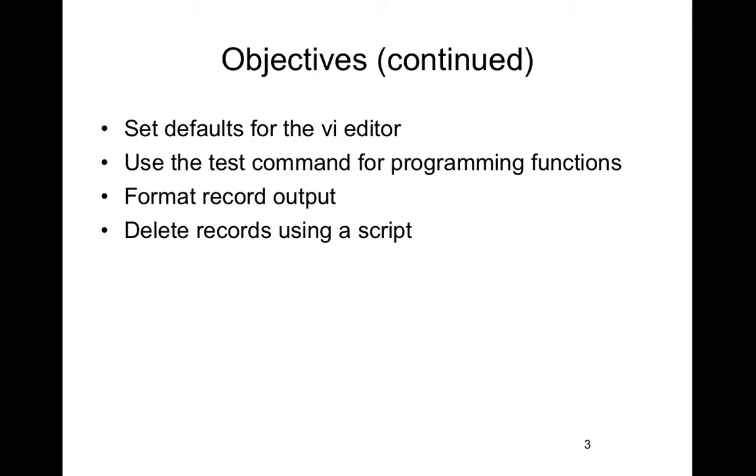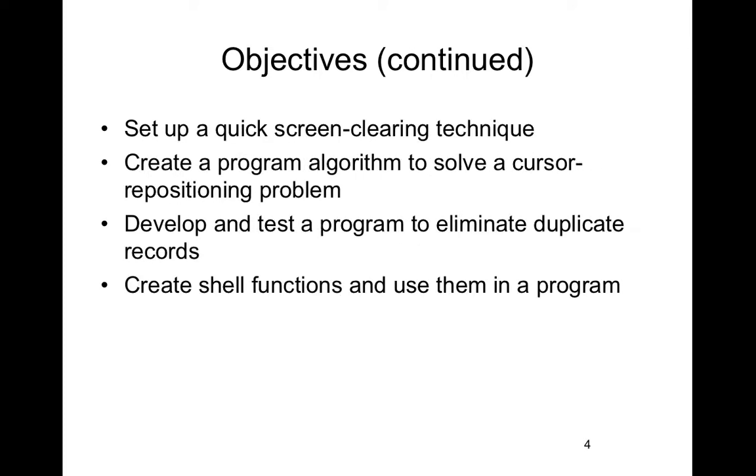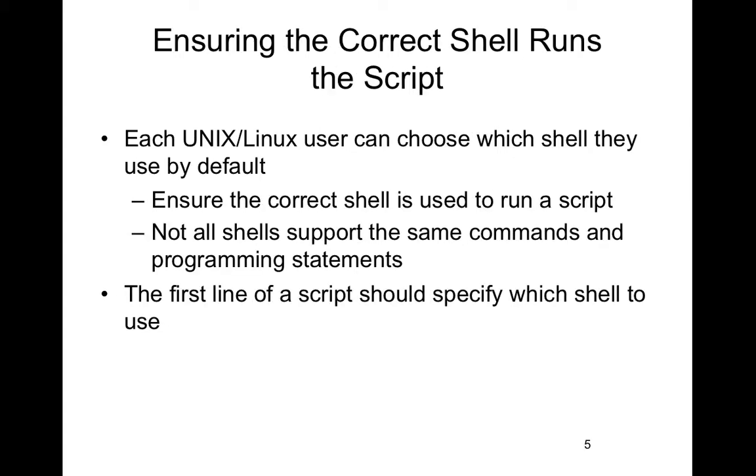If you want, you can use Nano or Vi. Normally all the scripts are created in a text editor. That's what this slide is telling you. So that you can format record output, delete records using a script, we're going to work with files for this script. So we're going to set up a quick screen clearing technique using a clear command and create a script or an algorithm to solve a cursor positioning problem. And develop a test program to eliminate duplicate records, and then create shell functions and use them in the programs.